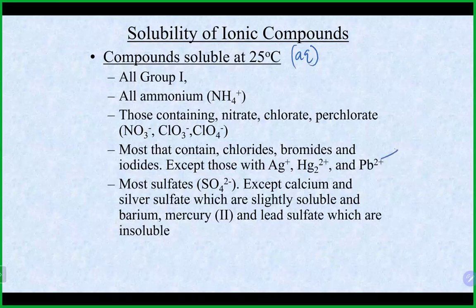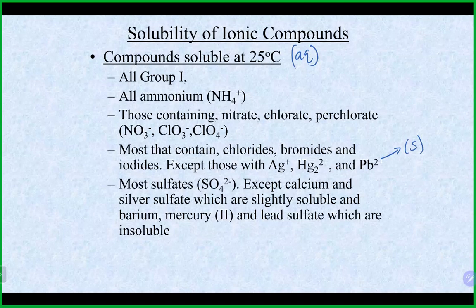And things that are insoluble get the solid symbol, and you would expect them to come together to make some type of precipitate or solid and basically come out of solution. Sulfates are soluble except for calcium, silver, which are slightly soluble, and barium, mercury, tin, and lead, which are insoluble.